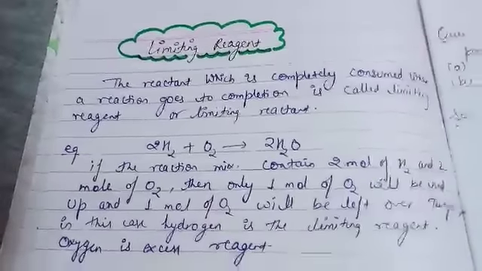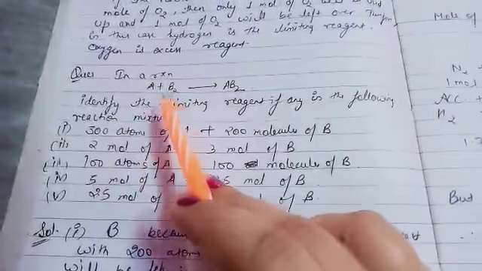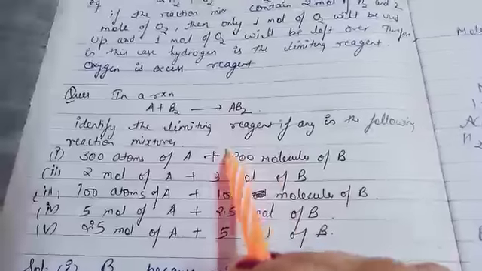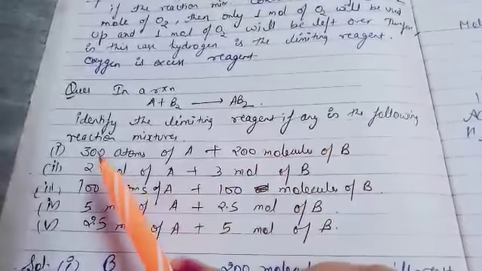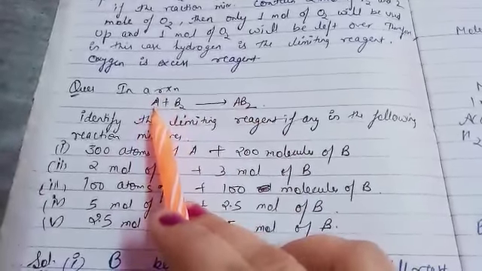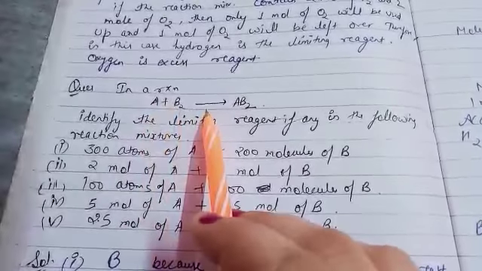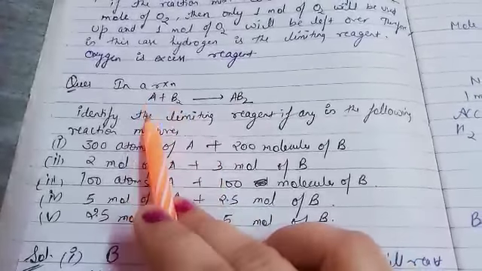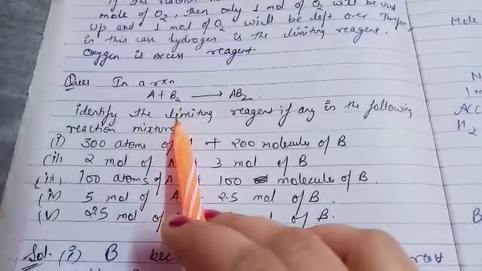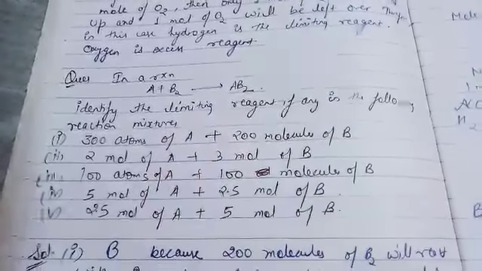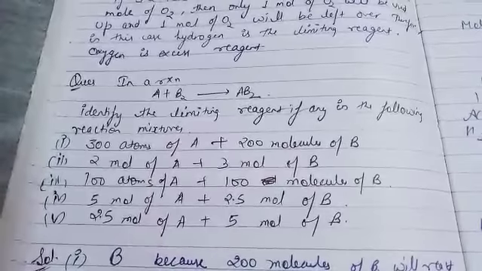Now one question regarding this, it's an easy question. In a reaction A plus B2 gives AB2. Identify the limiting reagent, if any, in the following reaction mixtures. One condition is given to you. Now just see, one atom reacts with one molecule, it means the ratio is 1:1. Here 1 A atom and 1 B molecule give AB2, and you have to identify only the limiting reagent. No reason is required.